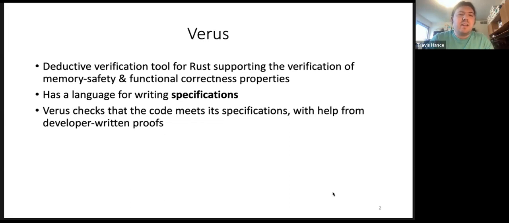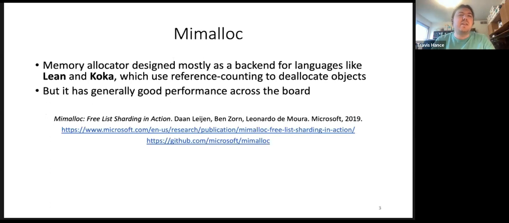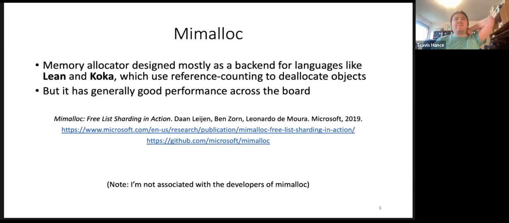So for memory allocators, the particular one we're going to be talking about is a design called mimalloc, which is from a few years ago out of Microsoft. And as I understand it, it was mostly designed as a backend for Lean and Koka, which use lots of reference counting. And so the memory allocator was designed specifically to be optimized for that workload, but also has generally good performance across the board. By the way, I'm not particularly associated with the developers of mimalloc. I just chose this one as sort of the template for the design of our verified allocator.